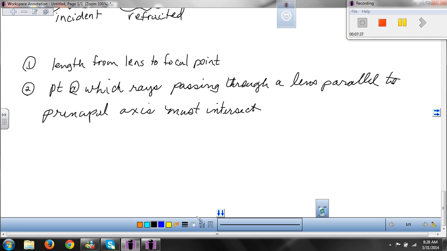So if this is my principal axis, and this is my lens, and again, I'm not very good at this because it's kind of hard to do on this tablet. There's my parallel. Comes on there, goes to the focal point. There's my focal point. And if I took one from the bottom and did it parallel, it would also go through the focal point, which I can't draw.